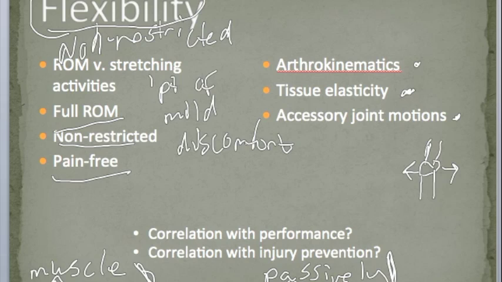You guys are going to learn goniometry in 412 in your tests and measures class. There is a norms table in your book. It's on page, I'm sorry, I don't know what page it's on, but table 8.1 has some norms for range of motion for different joint segments. So if you need a little cheat sheet for 412, you can use that.